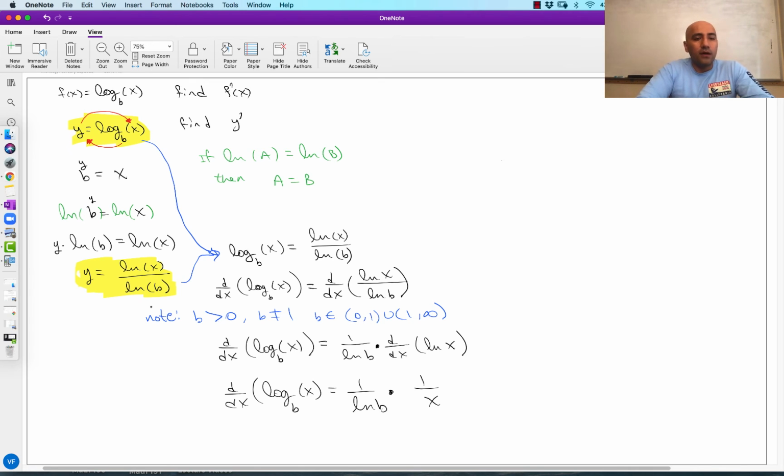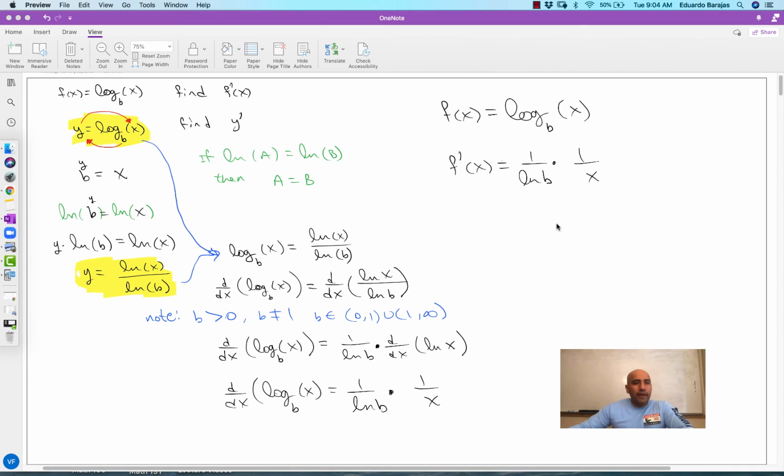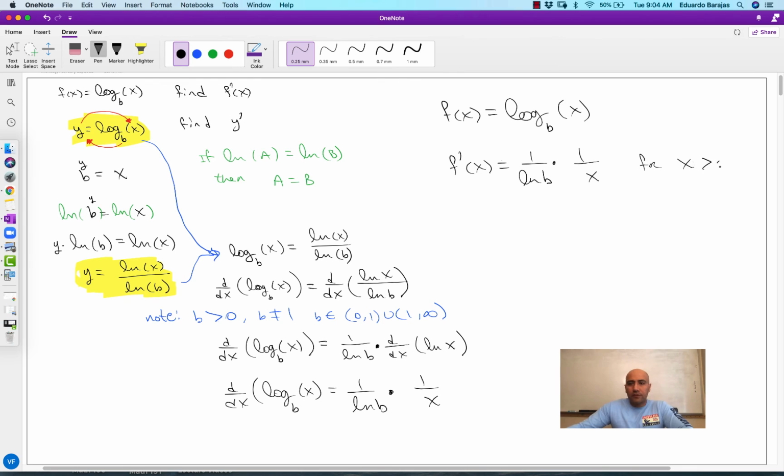So now that we have that, we can take the derivative of both sides and we get to our answer. Bringing it all together, if we have f of x equal to log base b of x, then its derivative is going to be equal to 1 over ln of b times 1 over x. And this is, of course, only valid for x being strictly greater than 0.